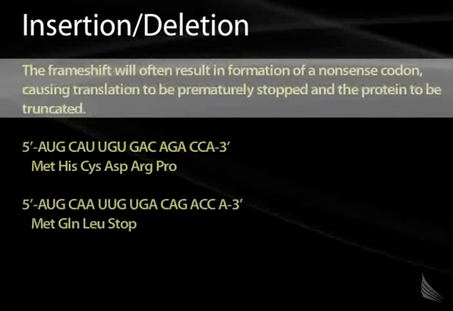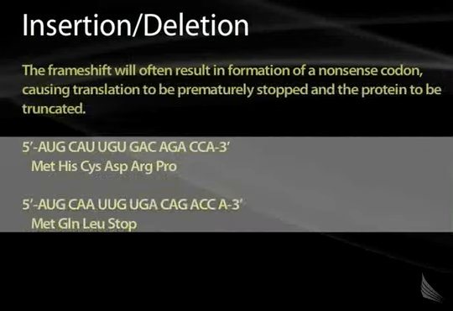The last thing that an insertion or deletion mutation can do is cause the formation of a nonsense codon. For example, in the sequence that we've shown below, we've inserted an adenine nucleotide between the second and third nucleotides of that histidine codon. So now, rather than reading methionine, histidine, cysteine, aspartate, arginine, proline, and continuing down the sequence, it reads methionine, glutamine, leucine, and then a stop codon. This results in the formation of a truncated protein, similar to what we see in nonsense substitution mutations.